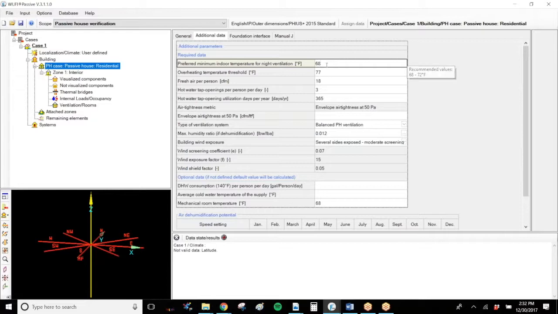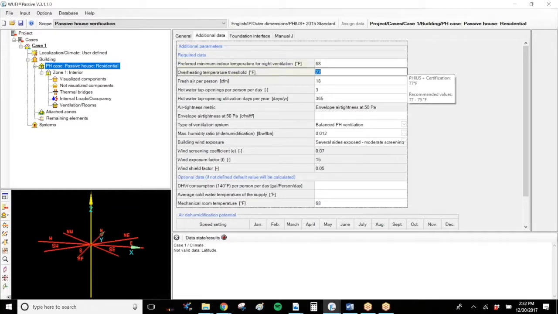there's the preferred minimum indoor temperature for night ventilation. In WUFI, under the ventilation room, summer ventilation tab, there is an entry for night ventilation, night flush, through either window opening or an automatic ventilation system for night flush. This minimum indoor air temperature will determine how cold it can get inside with that night flush. So you can keep 68. It's a recommended value here.